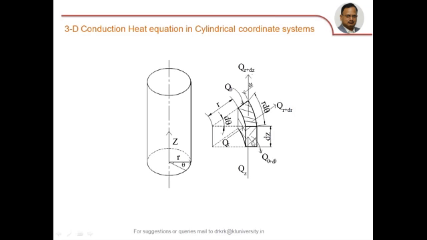As it is, if you consider the energy balance, the heat entering in three directions should be equal to heat leaving in three directions. That is q r plus q theta plus q z equal to q at r plus dr plus q at theta plus d theta plus q at z plus dz.